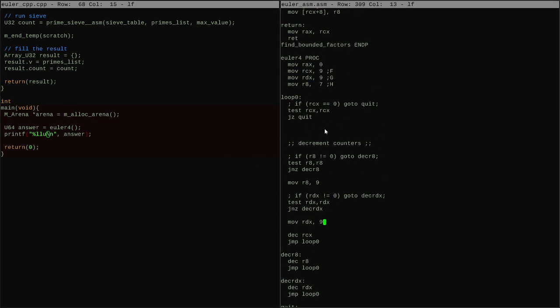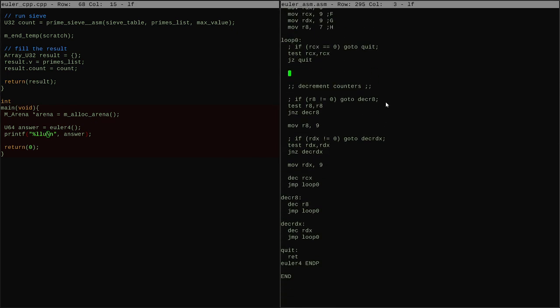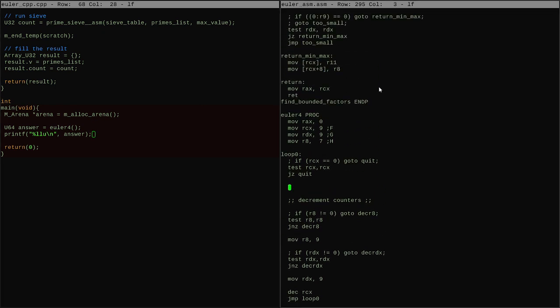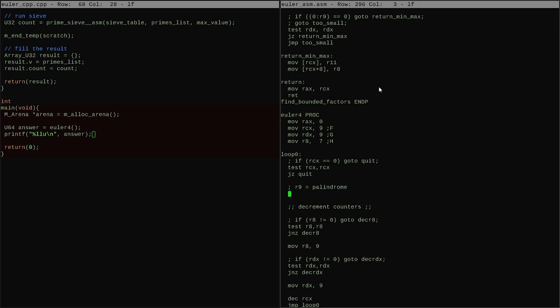We're checking all the 6-digit palindromes for nothing in particular and then returning 0. But now we can start running the actual test. So what we want to do now is, let's see, R9 is available. So we're going to set R9 equal to the palindrome. This is going to take a little bit of work.